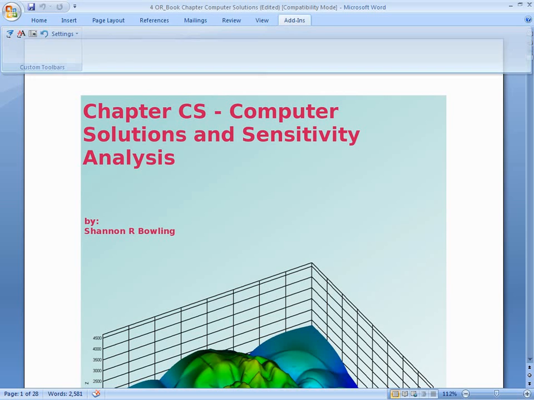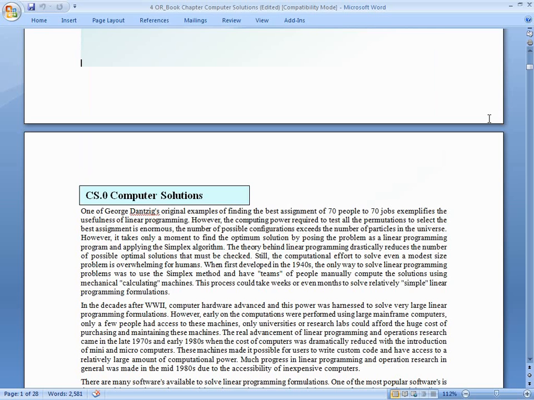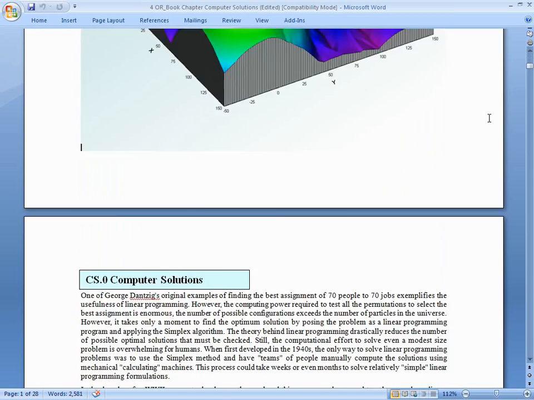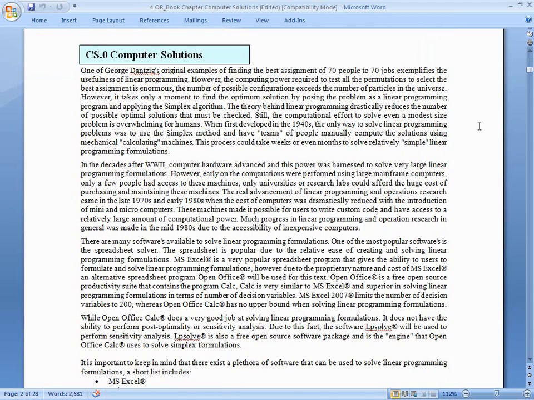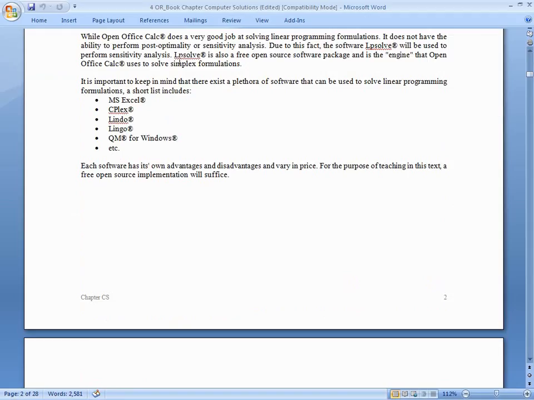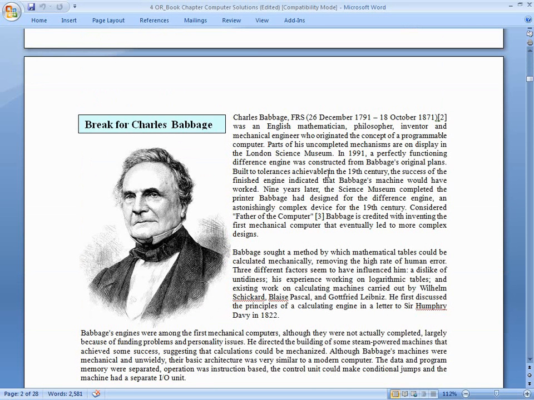Okay, so now here's the fourth chapter that I've worked on. And now we're getting into the nitty-gritty. Solving these problems using the computer. Now, there's all kinds of software. There's Excel, CPlex, Lindo, Lingo, QM, OpenOffice is the one I'm going to be using. Probably you guys want to use Excel. Kind of talk about Charles Babbage. He was one of the guys that invented the first computer.